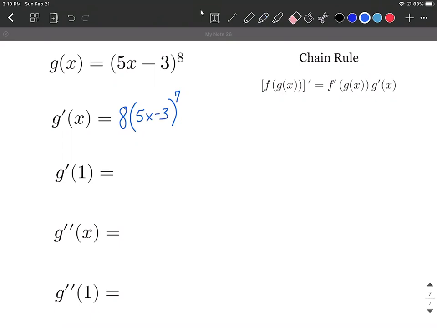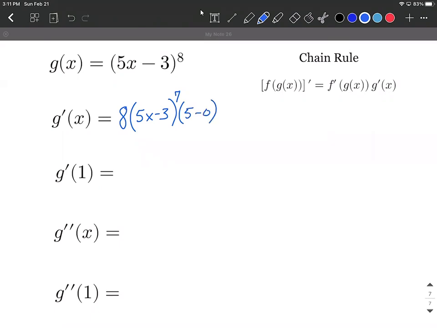But then afterwards here, you'll notice we have to take the derivative of the inner function. So in this case, our inner function is 5x - 3. You can take this one step at a time if you'd like and think power rule, or you can think the derivative of a linear function is going to be its slope. So we could say either 5 minus 0, or it's just going to be 5.